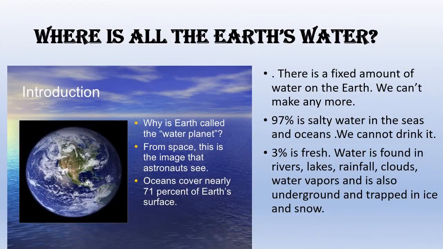Where is all the Earth's water? If we see the image of the Earth from space, the oceans cover nearly 71% of Earth's surface. There is a fixed amount of water on the Earth. We can't make any more. 97% is salty water in the seas and oceans. We cannot drink it. 3% is fresh, and that is found in rivers, lakes, rainfall, clouds, water vapors, and also underground.